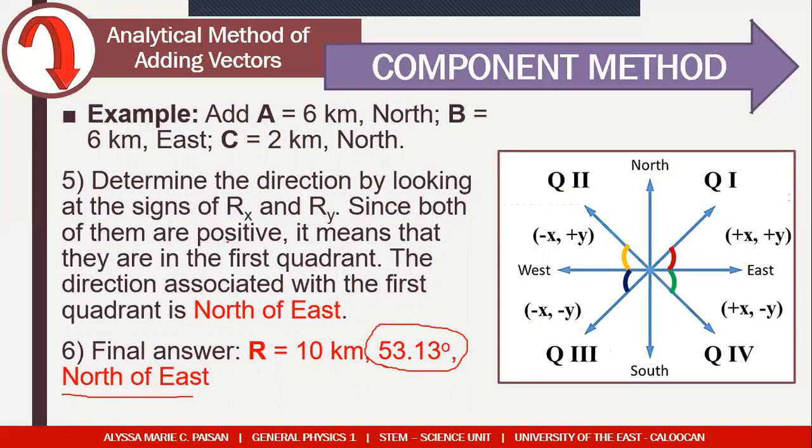So again, kapag negative si r sub x and positive si r sub y, the direction should be north of west. If r sub x is negative and r sub y is also negative, the direction should be south of west. And then if the r sub x is positive and the r sub y is negative, the direction should be south of east.